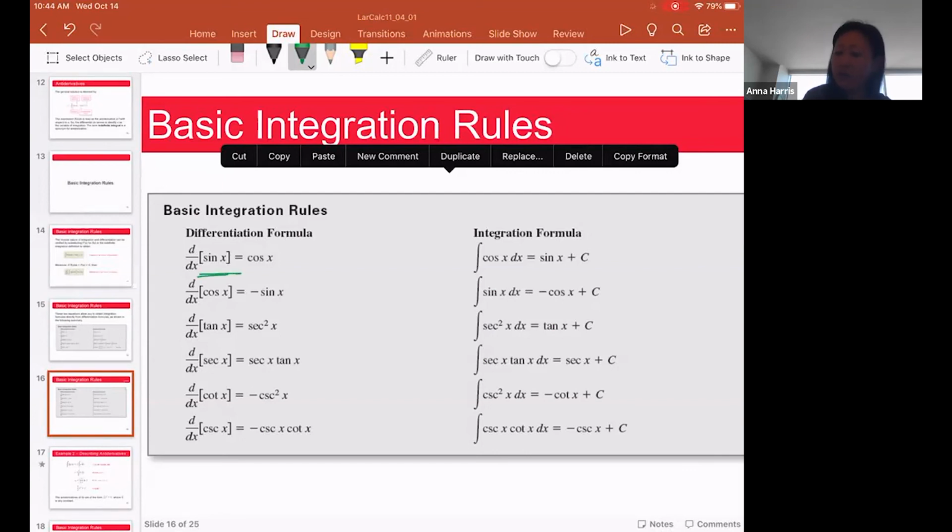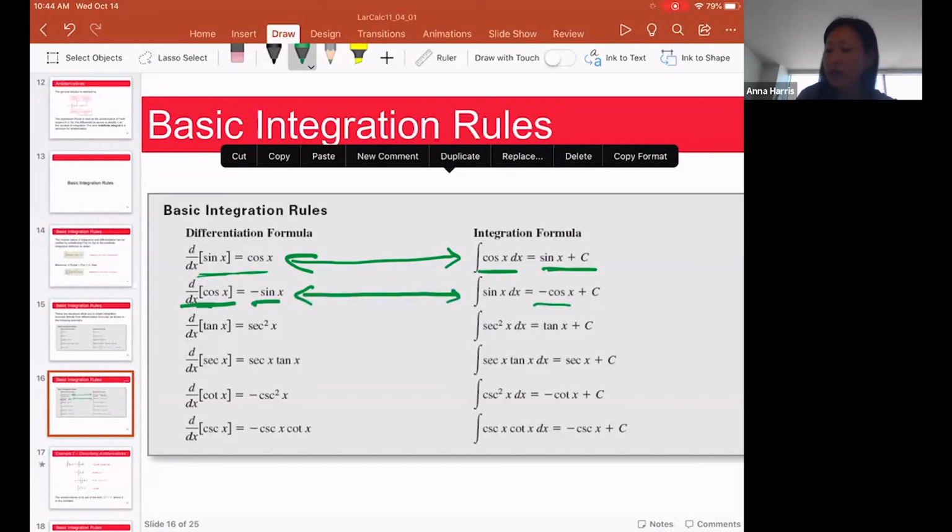Like the derivative of sine is cosine. So of course, the antiderivative of cosine will be what? Sine plus c, because they are opposite to each other. The derivative of cosine is negative sine x. So of course, if you have a positive sine x, then what do you get? Negative cosine, because remember, the derivative of cosine gives you negative. So the derivative of negative cosine gives you what? Positive sine, because it's opposite.